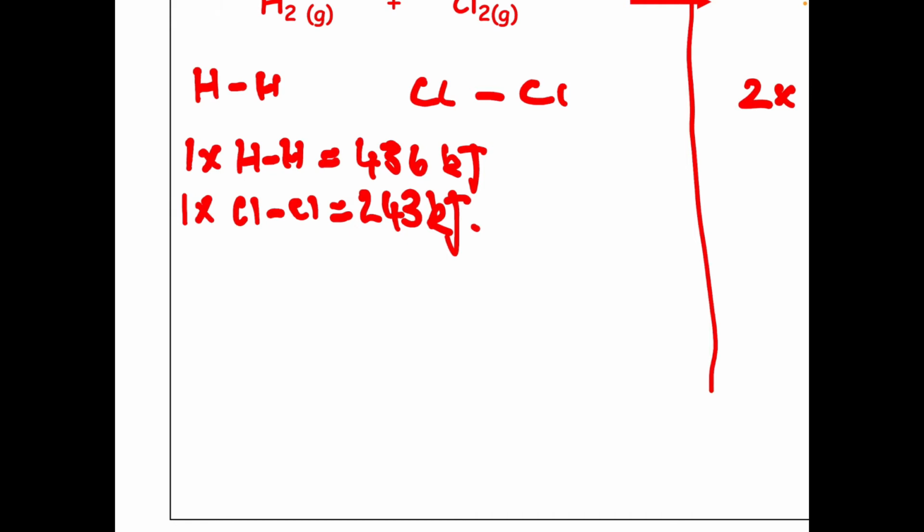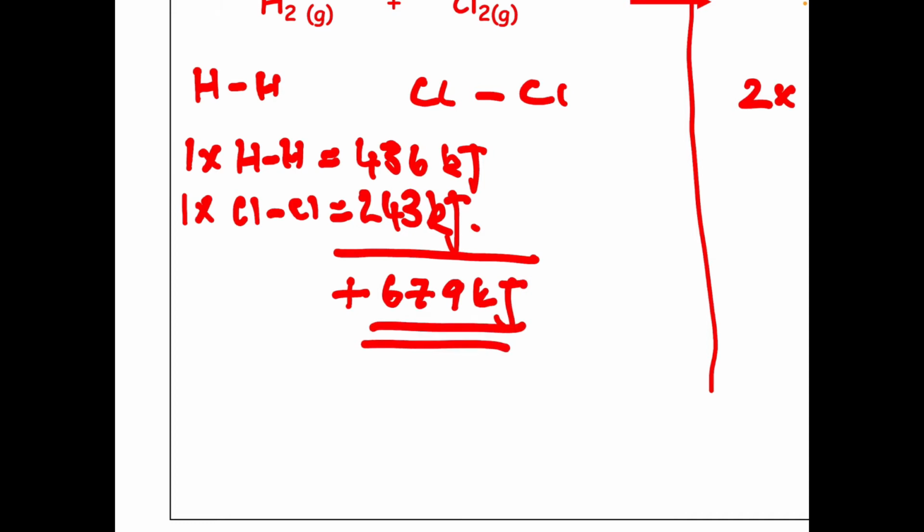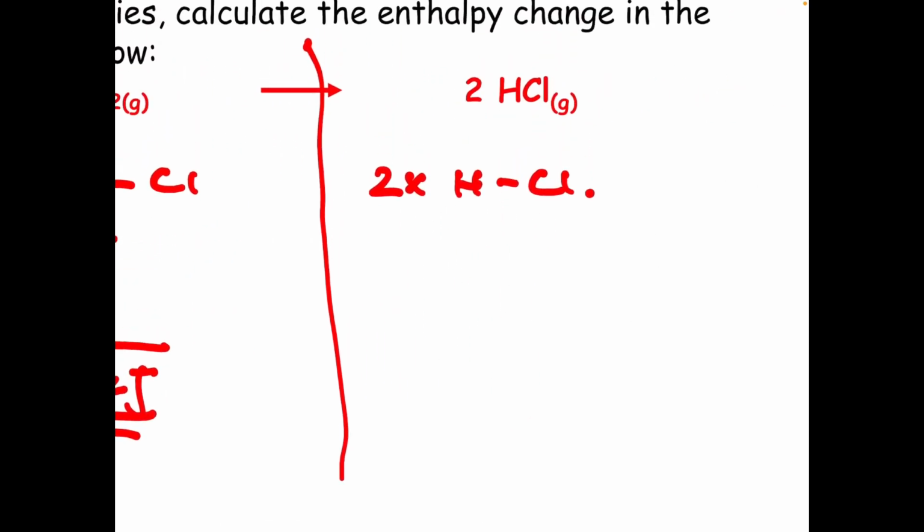This also means that hydrogen has a stronger bond enthalpy. It's a stronger bond than the chlorine bond because it's got more energy involved to break it. We can find out the total by adding these 2 numbers together, and that will give us an enthalpy involved in breaking of plus 679 kilojoules. We'll come back to that in a second.